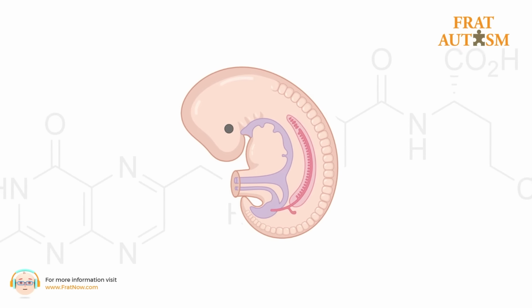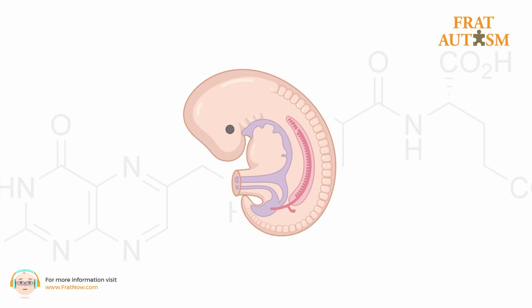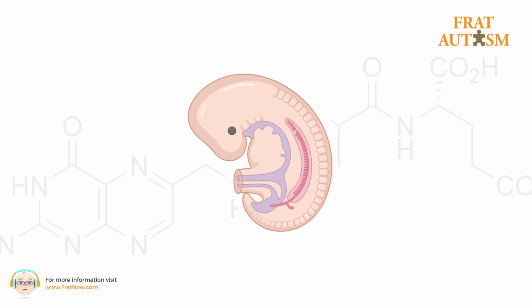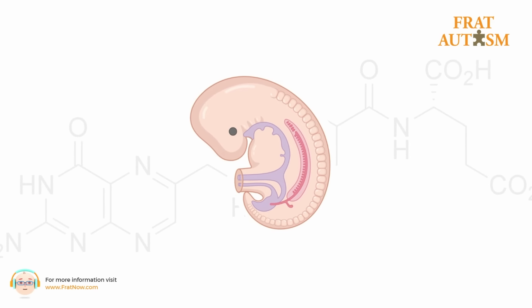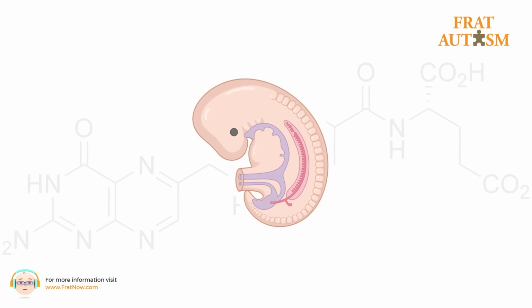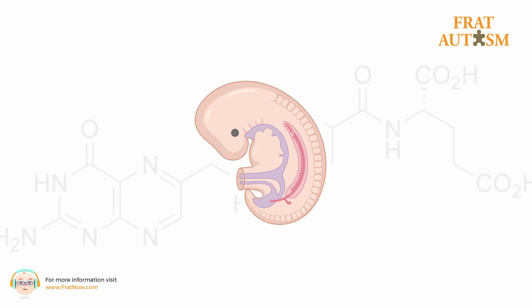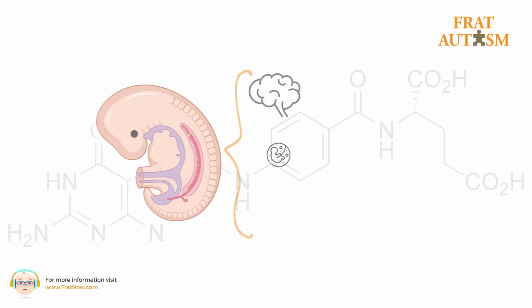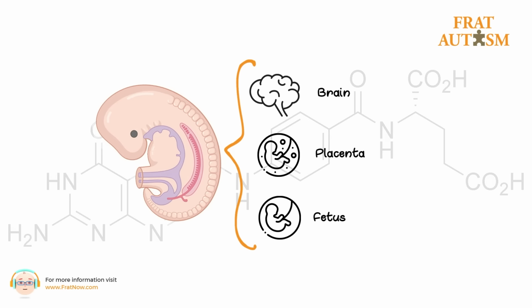Folate receptor autoantibodies are antibodies produced by the immune system that specifically target the folate receptor alpha. This receptor plays a key role in the uptake of folate, vitamin B9, into cells, particularly in tissues with high folate requirements, such as the brain, placenta, and developing fetus.